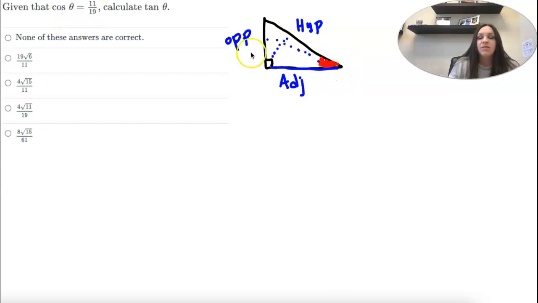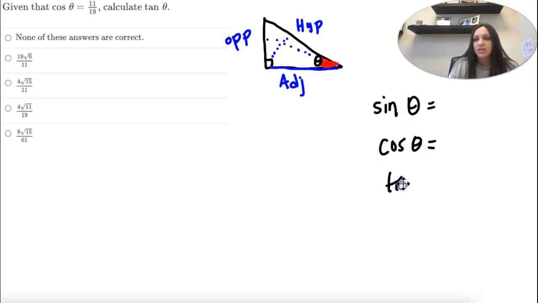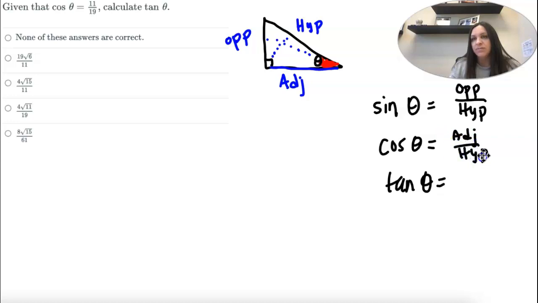Okay, and then we have these functions. So we have sine of theta, and theta is just an angle. This would be theta. And then we have cosine of the angle and tangent of the angle. And we just take a ratio of those sides. So sine is opposite over hypotenuse. Cosine is adjacent over hypotenuse. And tangent is opposite over adjacent. We're just taking fraction values of these.